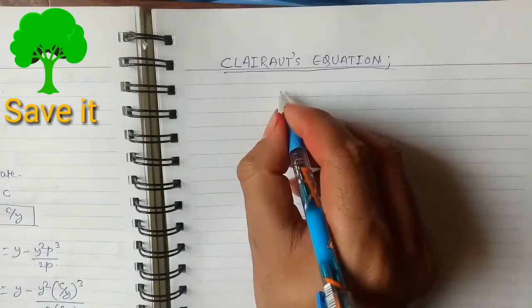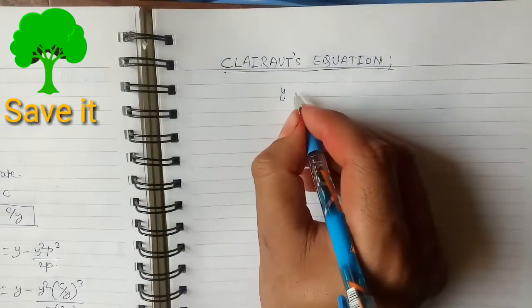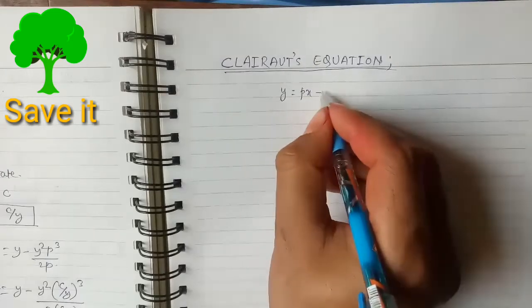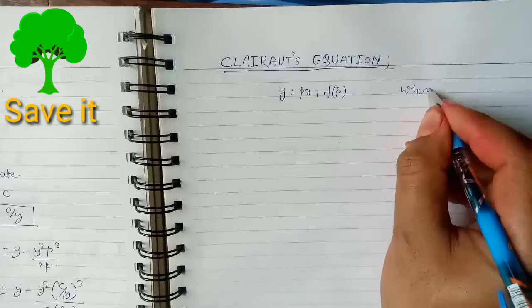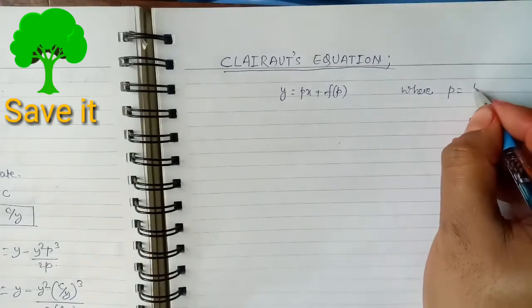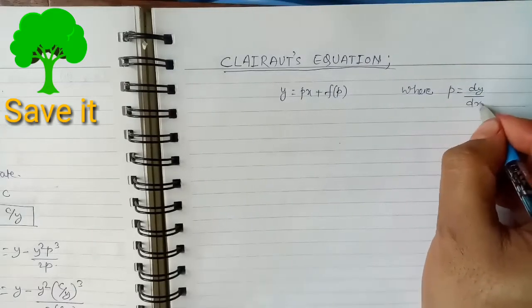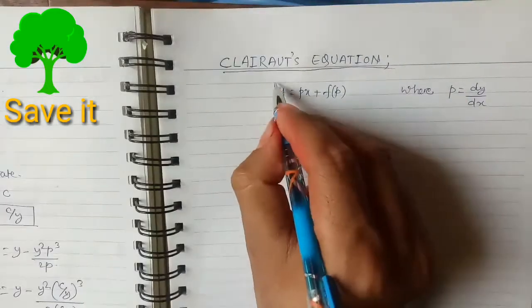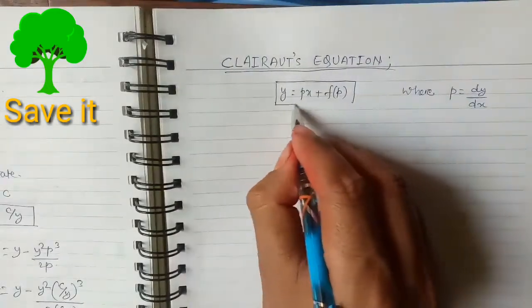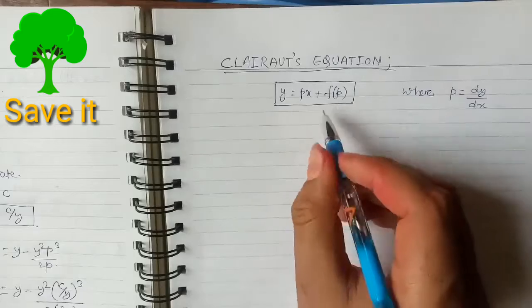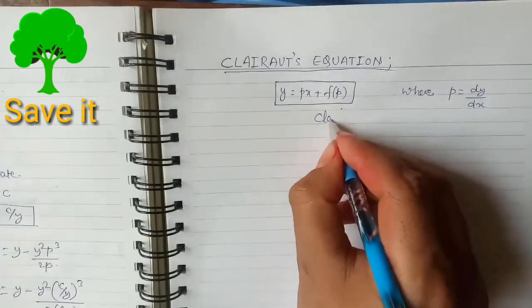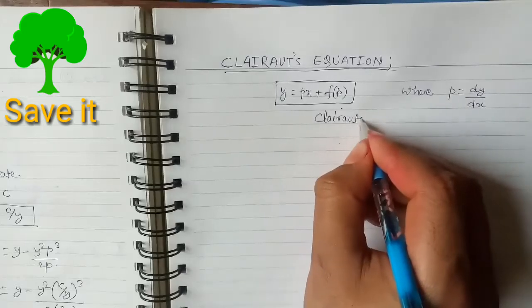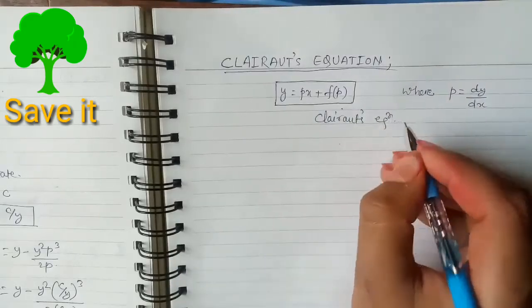So, an equation is given, say y is equal to px plus a function of p, where p is dy by dx. If any equation is given in this form, then this is known as Clairaut's equation.